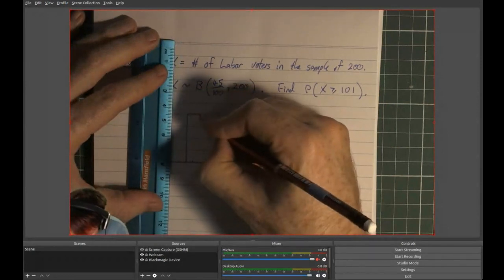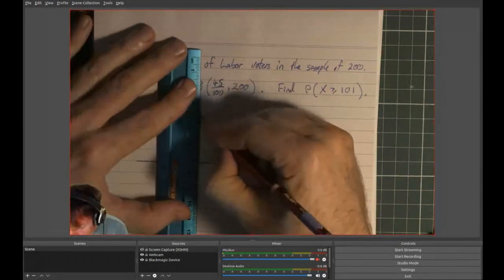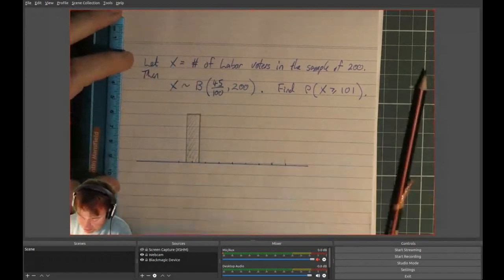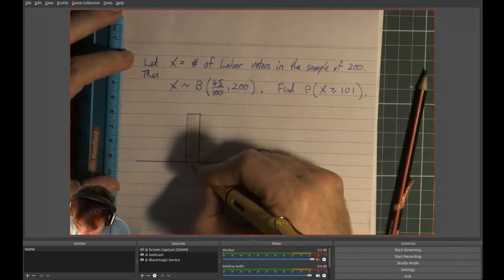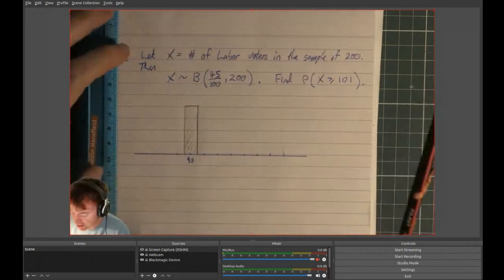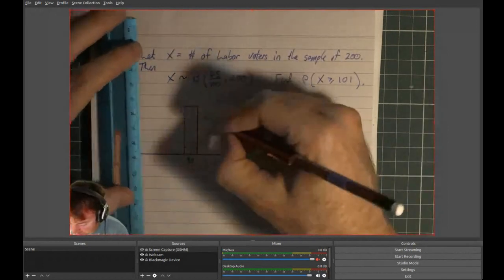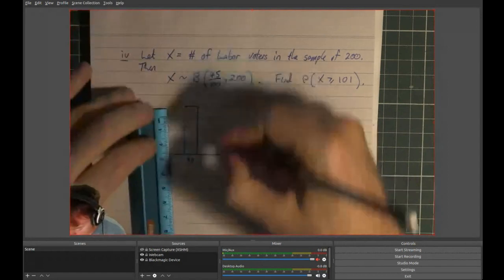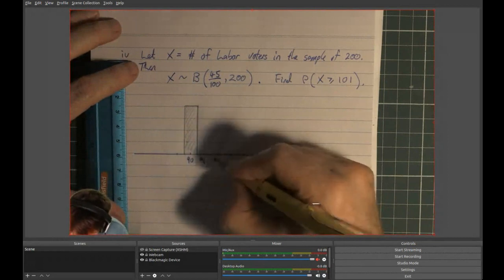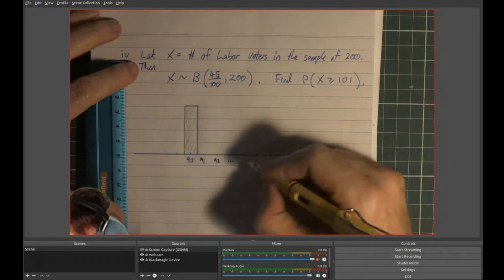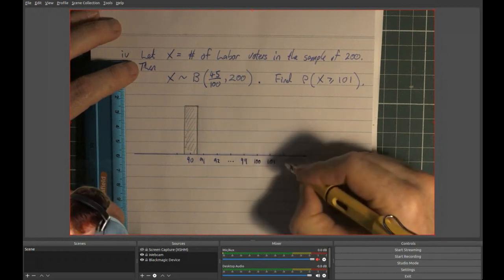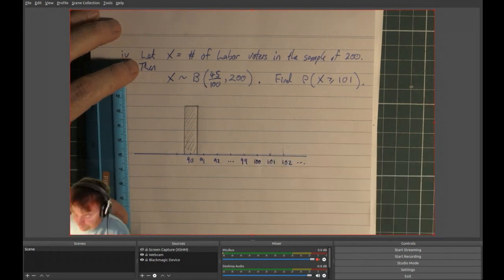And this time we are working with the density function, so that's nice. So here's the 90, and 90 is going to be the biggest value here. The area of this rectangle represents the probability that 90 people vote for Labour. And then you've got 91, 92, and then down here somewhere you'll have 99, 100, 101, 102, and so on.